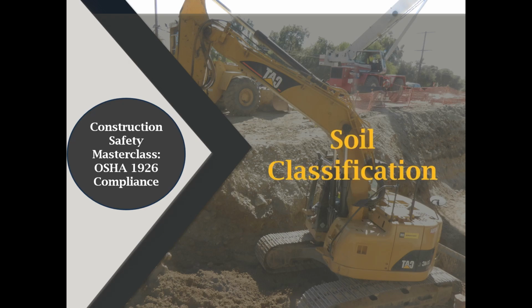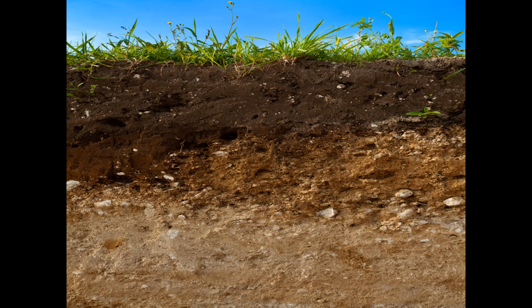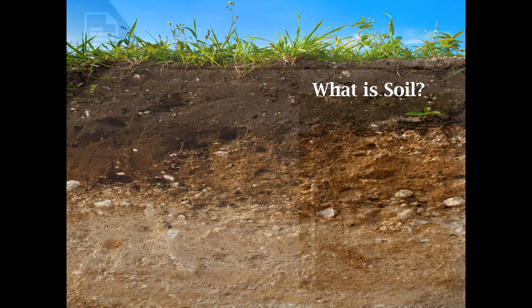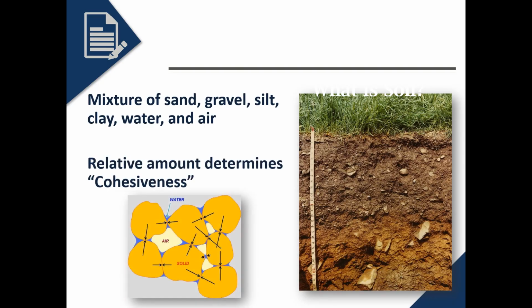Next, let's talk about soil classification. So, what is soil? Before we talk about soil classification, it's important to understand what soil is. Soil is a mixture of sand, gravel, silt, clay, water, and air. The relative amount of these ingredients is what determines its cohesiveness, or how well a soil will hold together.